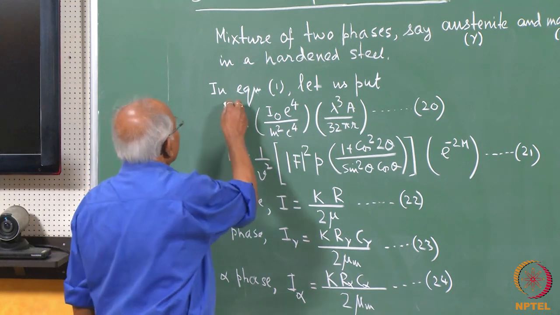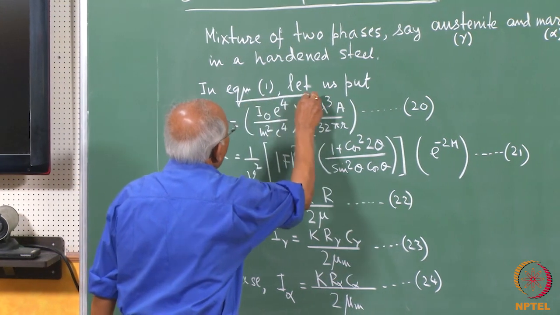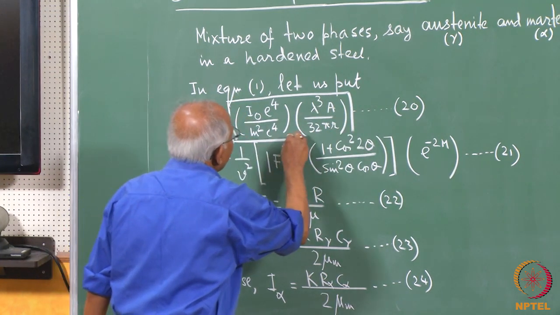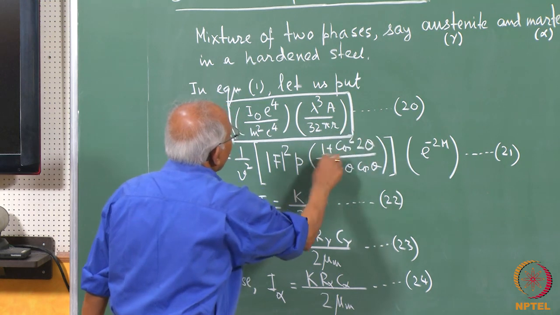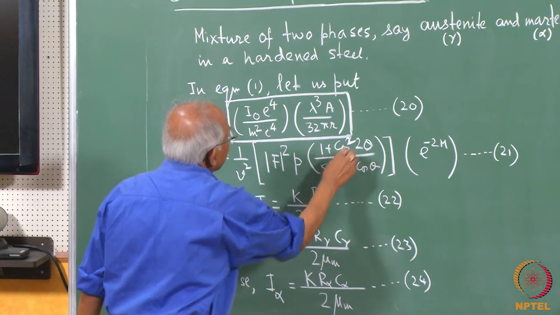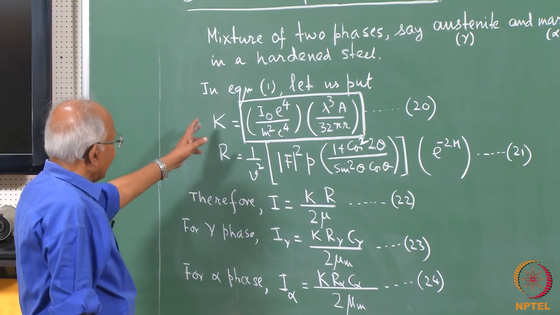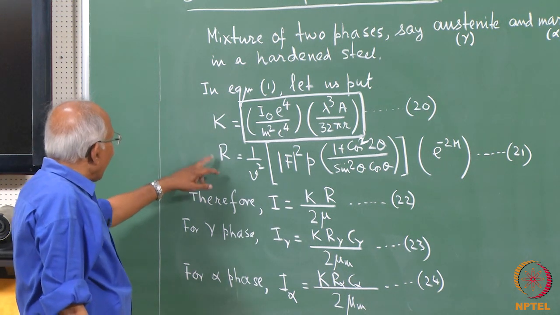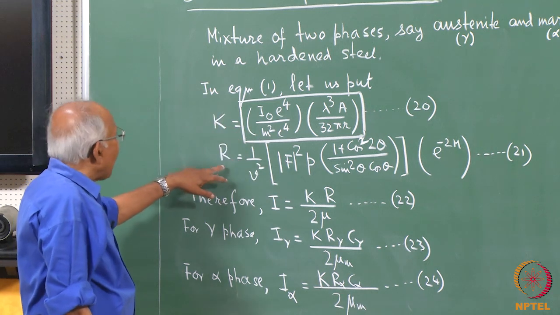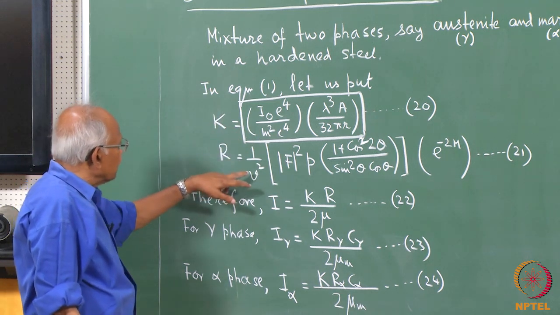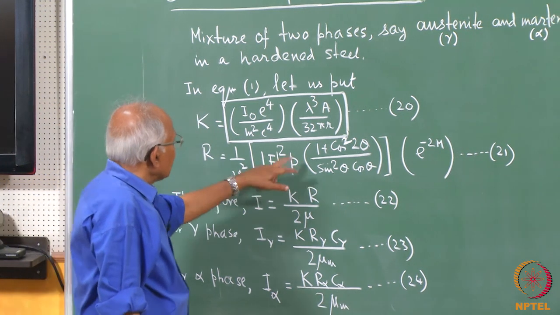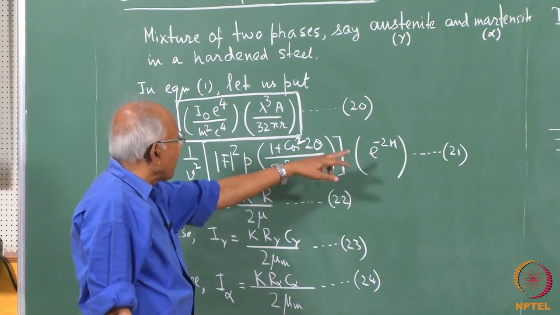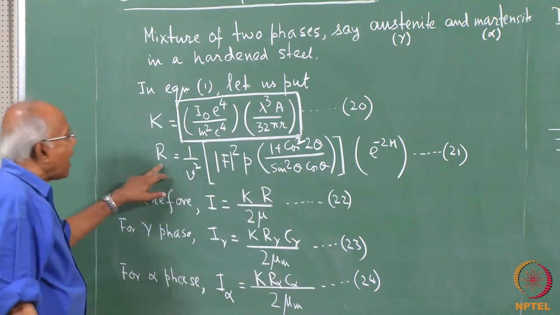Now, this expression is the same for all the diffraction lines in the pattern. We put it as K. K is a constant for all the lines in the diffraction pattern. And then the remaining part, for example, 1 by v square F square P into (1 plus cosine square 2 theta) by (sine square theta cosine theta) e to the minus 2M, we write as R.